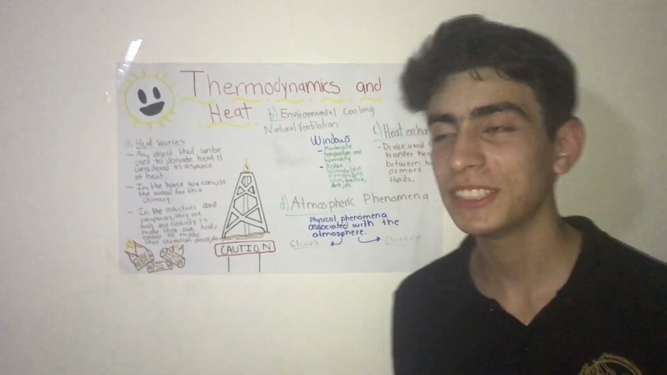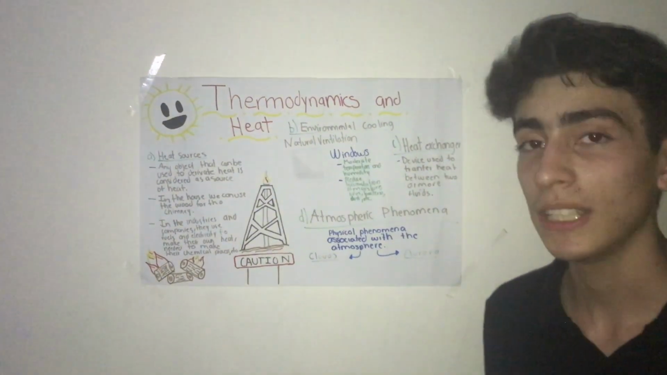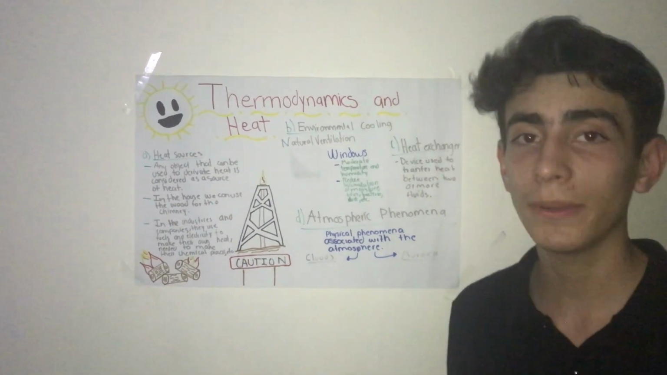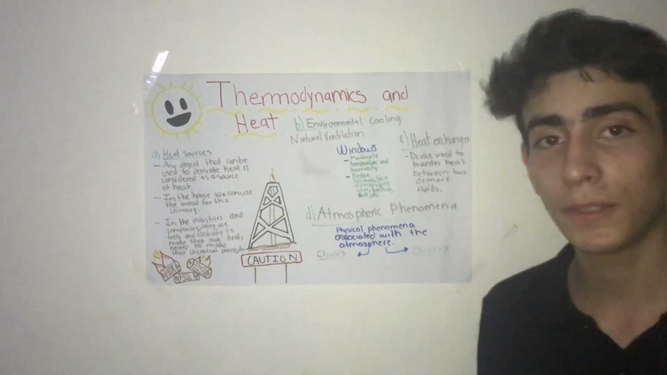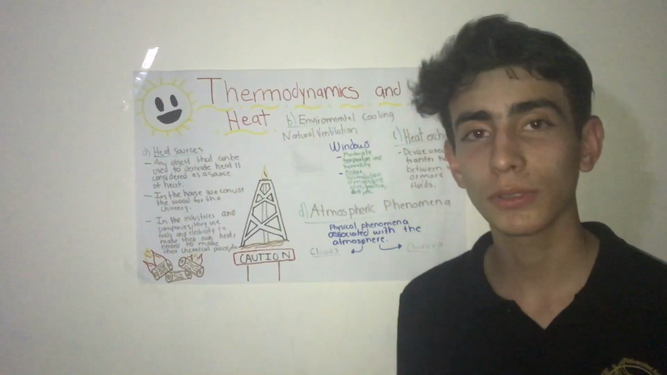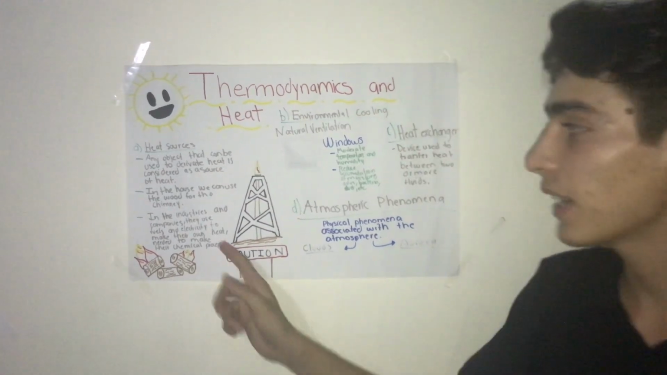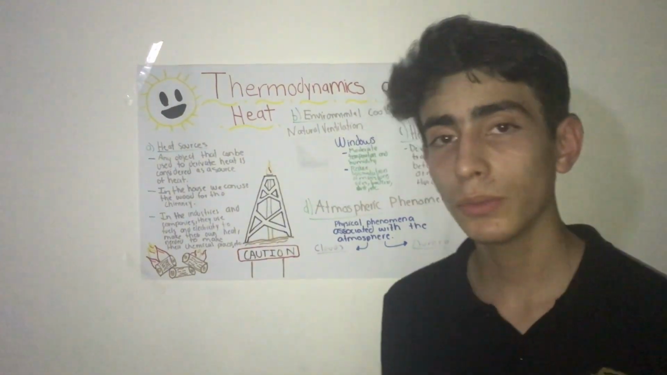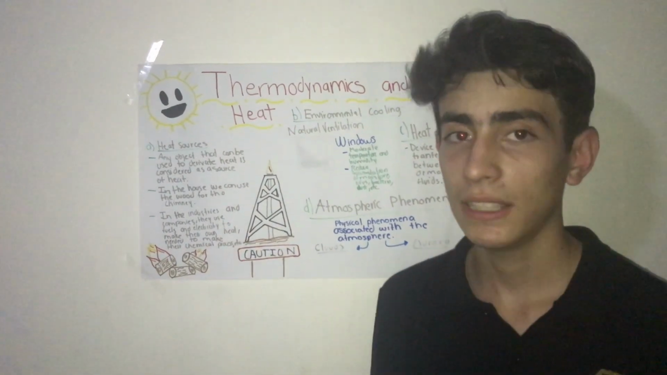Hi, good morning. My name is Diego and I'm going to talk about thermodynamics and heat. First of all, what is a heat source? It's any object that can be used to derive heat. It can be considered a source of heat. We can have various examples like charcoal, petroleum, fossil fuels, even nuclear. In the house, we have wood. The wood we use to light up the chimney to produce heat in the house.